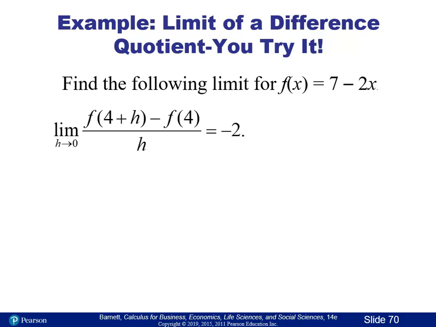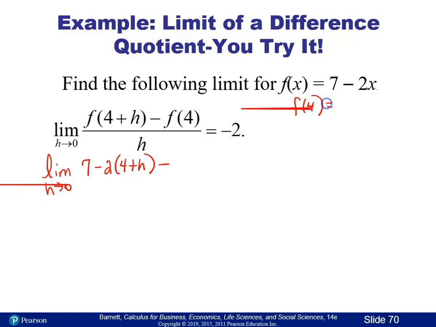Okay, so looking at this one here, we want to do another difference quotient. This one actually has numbers instead of the a in it. I'm going to do the same thing. I'm going to write the limit as h goes to 0, and then I'm going to simplify this part here. In the place of the x, I'm going to put in 4 plus h. So I'm going to have 7 minus 2 times 4 plus h, and then I'm going to do minus f of 4. So f of 4, I could just go ahead and find that.